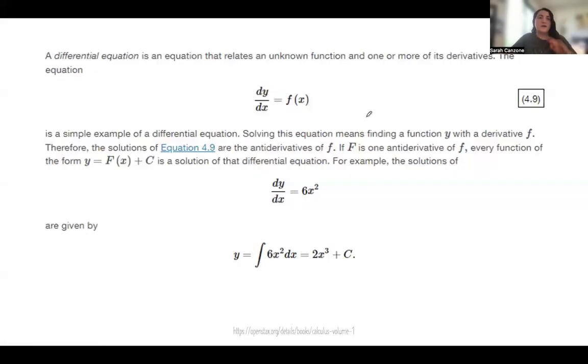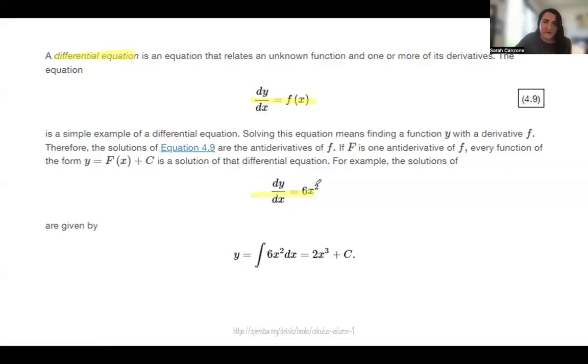All right. Now we can get to this idea of a differential equation. A differential equation is an equation that relates an unknown function and one or more of its derivatives. So the differential equation dy dx equals f of x, as we know this is the notation for a derivative of a function, is a simple example of a differential equation. So for example, if you have dy dx equals 6x squared, you can find your original y by integrating both sides. So the integral of a derivative dy dx is just going to be y, and your integral of 6x squared is something we can compute with the power rule.